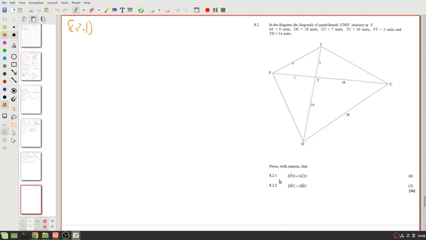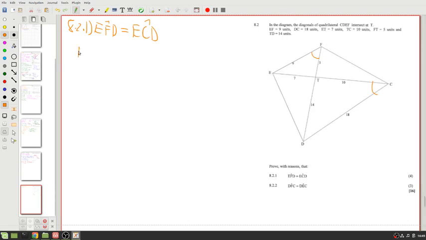Alright, so we are asked to prove with reasons that EFD, I'm going to write that down, this angle F, is equal to ECD, that angle C. So EFD, that's this angle, must be proved the same as ECD, this angle. Okay, so I think what I want to do first is say that EFD is exactly the same as EFT, right? This triangle.